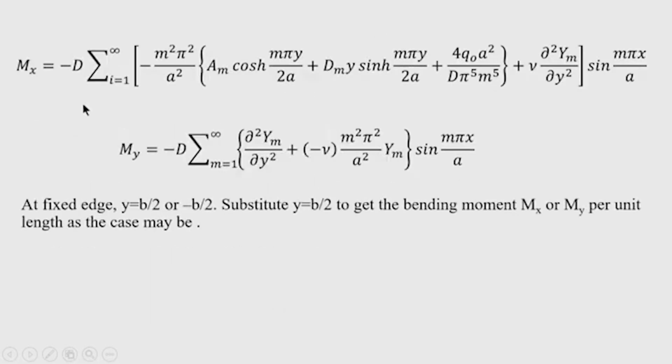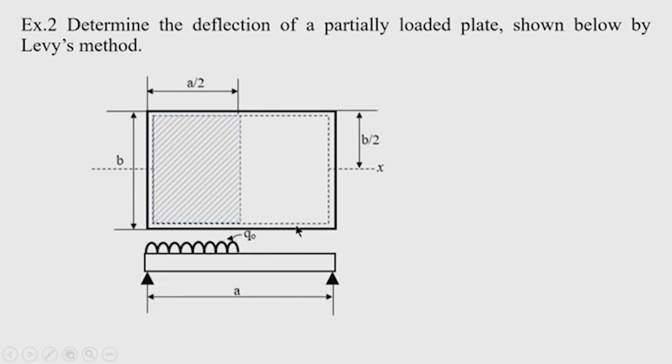Similarly, m y can be found out, but in the expression of m x you can substitute all the quantities and then you can find the value of m x and m y. So, at the fixed edge y is equal to b by 2 or minus b by 2, we get the bending moment m x and m y per unit length as the case may be.